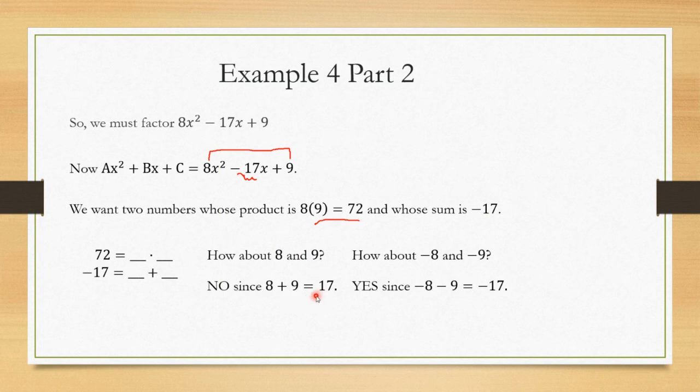Okay. Well, what about minus 8 and minus 9? Well, in that case, we have minus 8 times minus 9. That's 72. Negative 8 plus negative 9, we get negative 17 right here. So negative 8 and negative 9 are going to work. Again, their product is 72 and their sum is negative 17. Beautiful. All right, that's great.